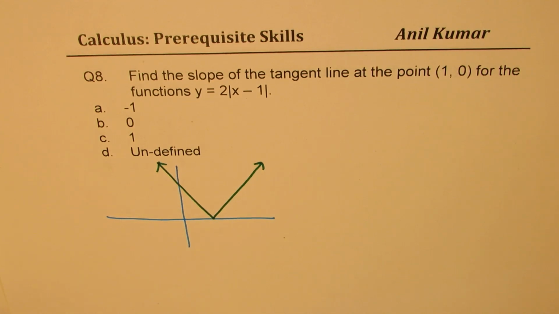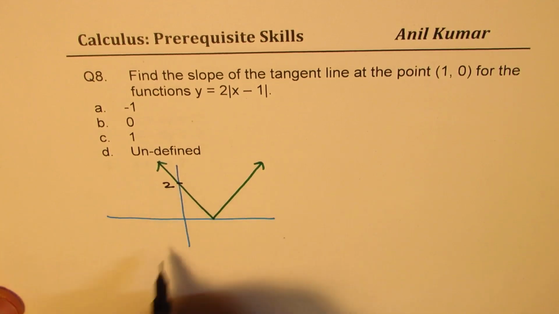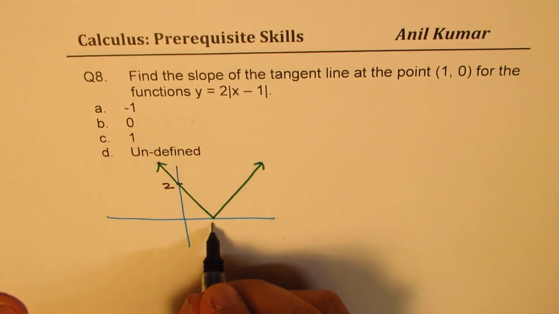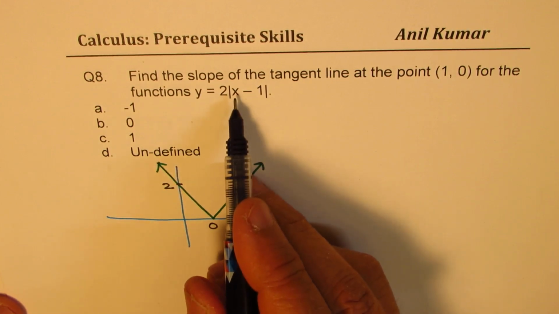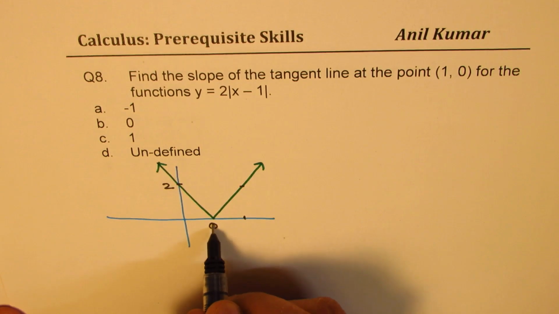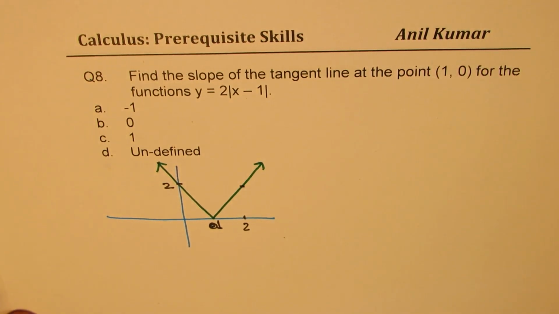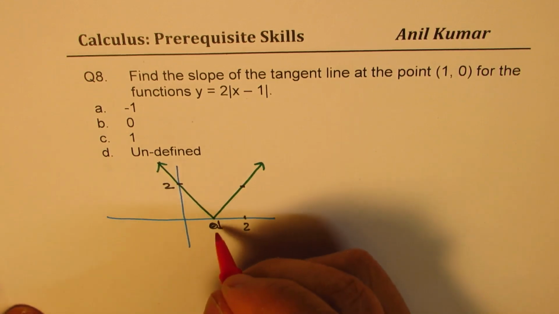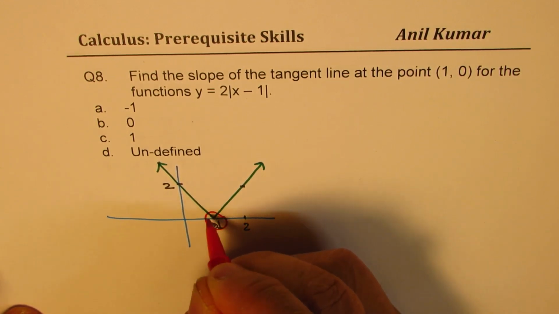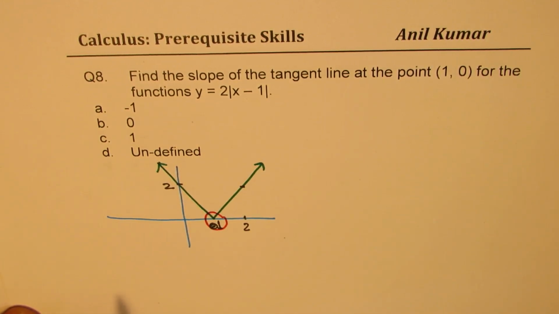To give you some points, if I write x equals 0, I get 2, so this is 1. If I write x equals 1, we get 0, right? If I write x equals 2, then I get a value of 2. So we get 0 at 1, and at 2, we again get 2 here, right? So the point of interest is the point (1, 0). So we are actually looking at this point, which is the x-intercept. So what is the slope of the tangent line at this point?